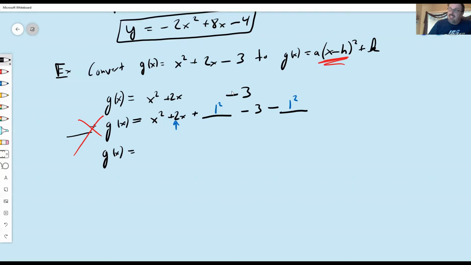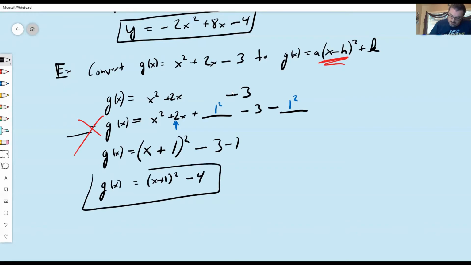The first term here, this x squared, gives you x. The middle term gives you a plus or minus. In this case, it gives a plus, and that gives you a 1. And we're going to square it. Then we have minus 3 minus 1, or g of x equals x plus 1 squared minus 4. There it is.